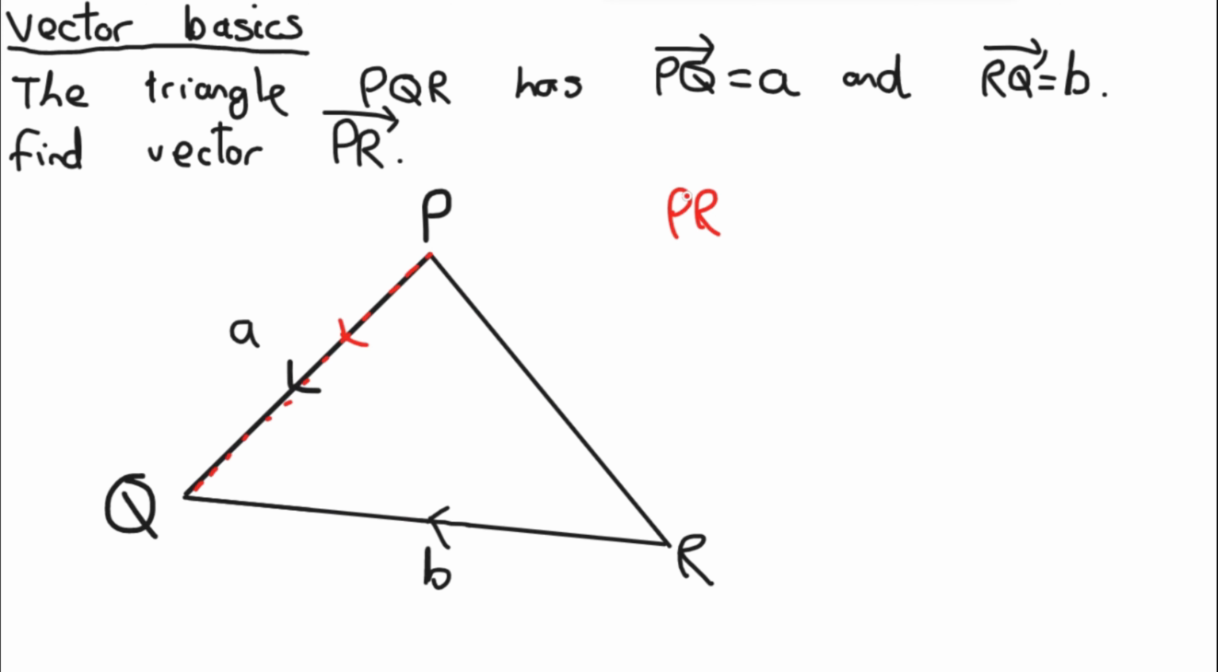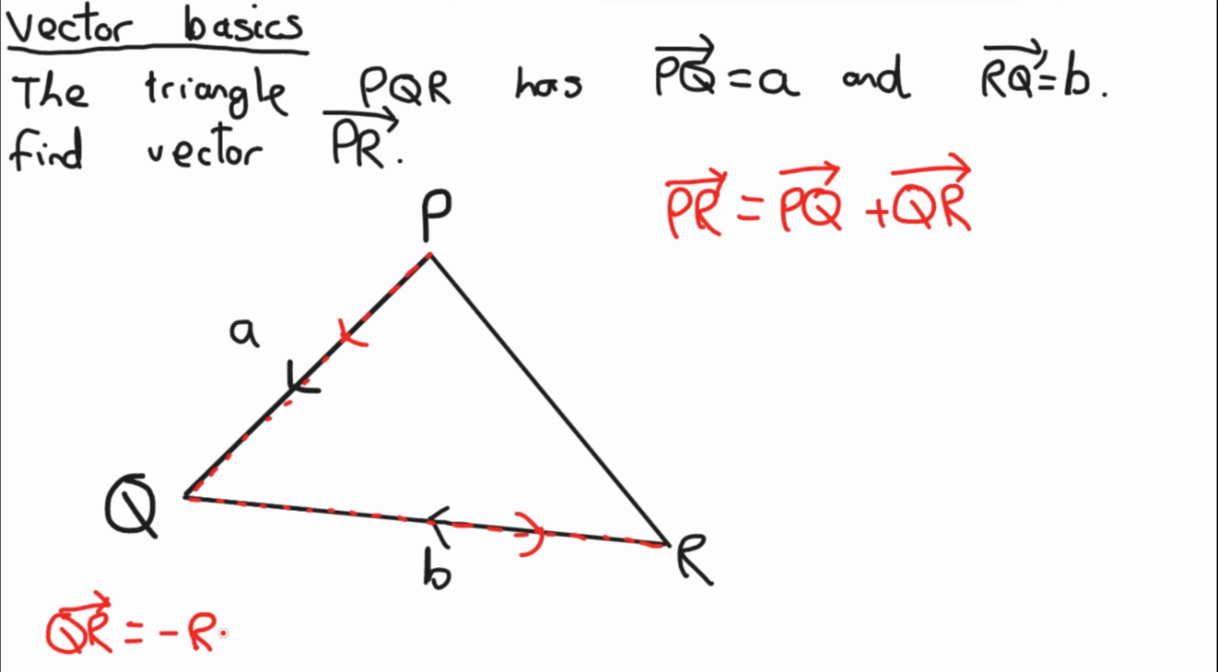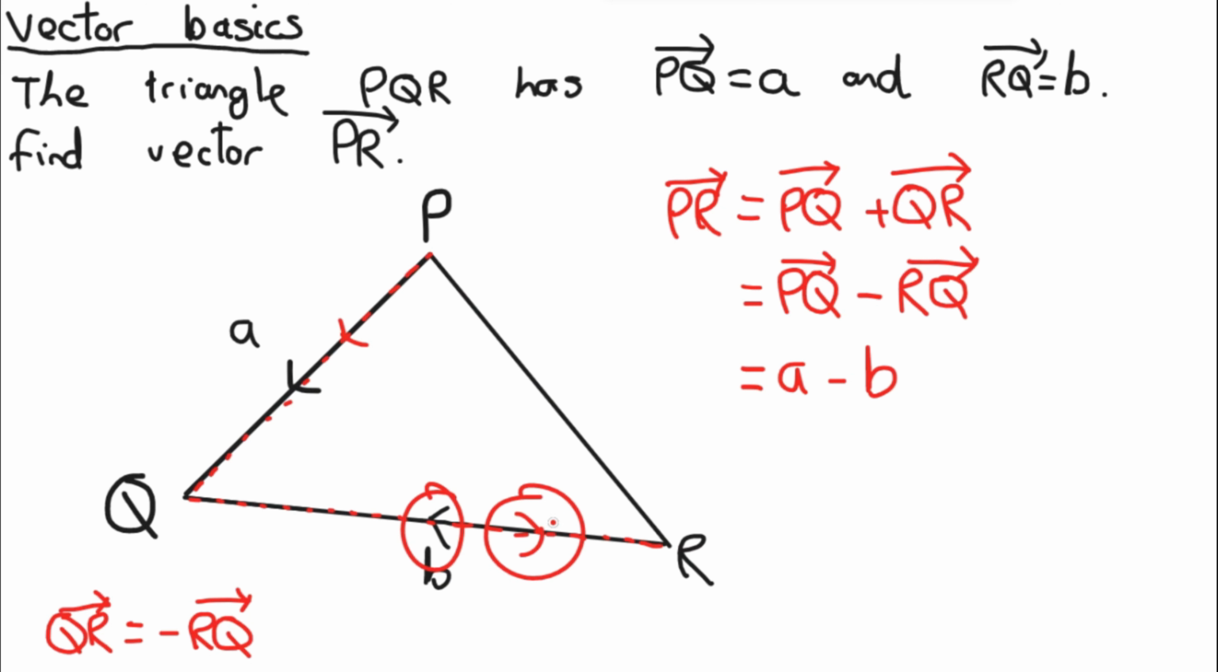So PR is equal to PQ, and then we go like this in this direction. So it's going to be plus QR. But now B is not equal to QR, it's equal to RQ, because it's going in the opposite direction. And if you remember that if it's going in the opposite direction, QR is the exact same vector, it's just in the opposite direction, so it's actually equal to minus RQ. So we can write this as PQ minus RQ, which is just equal to A minus B, as it's in the opposite direction. So just remember this about it being direction specific, and watch out for the arrows. Make sure you're going in the right direction.